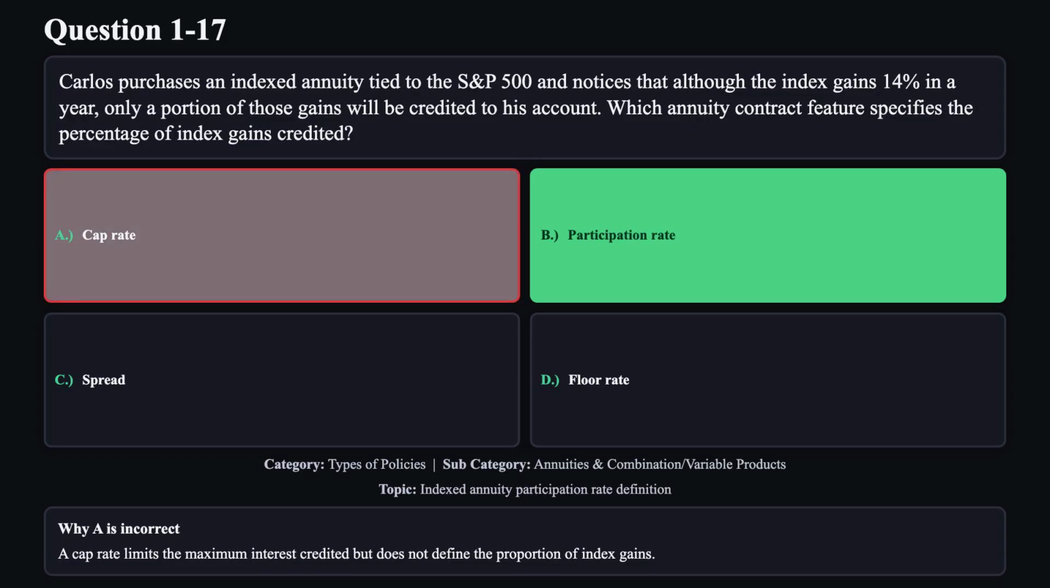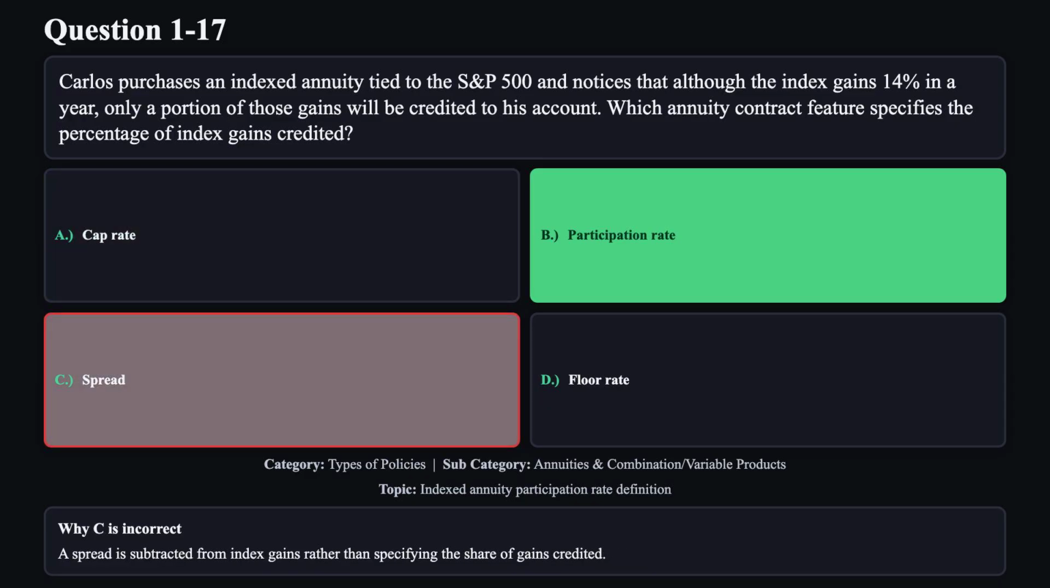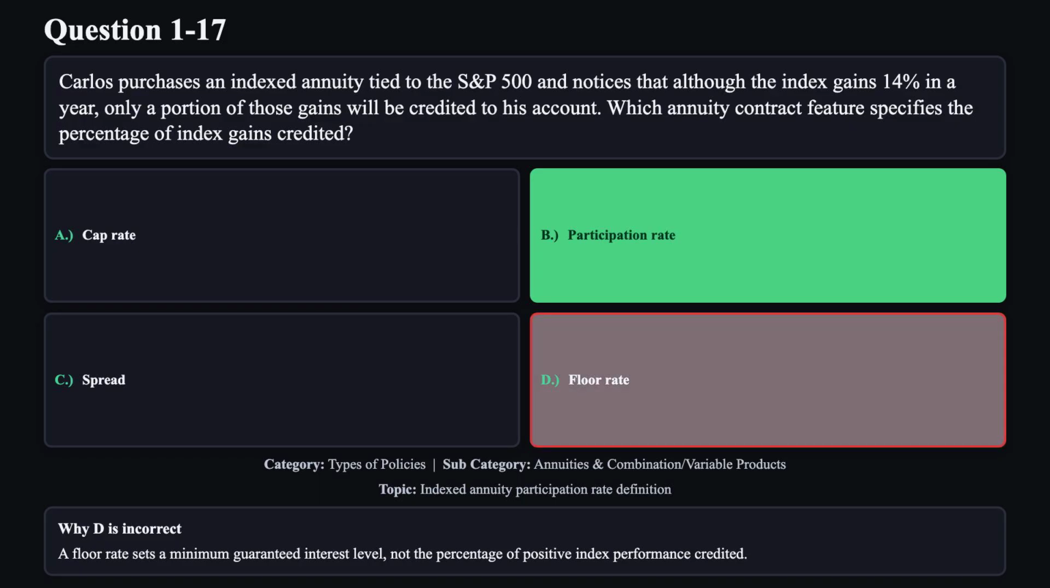A cap rate limits the maximum interest credited, but does not define the proportion of index gains. Reason C is not correct. A spread is subtracted from index gains rather than specifying the share of gains credited. Reason D is not correct. A floor rate sets a minimum guaranteed interest level, not the percentage of positive index performance credited.